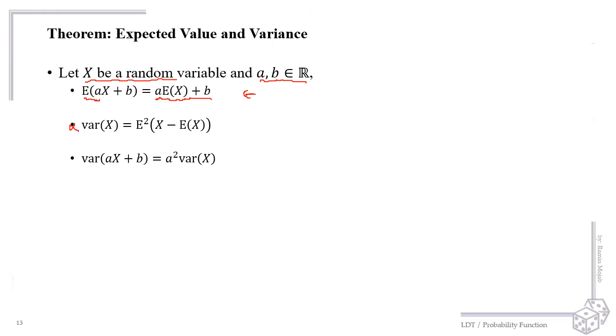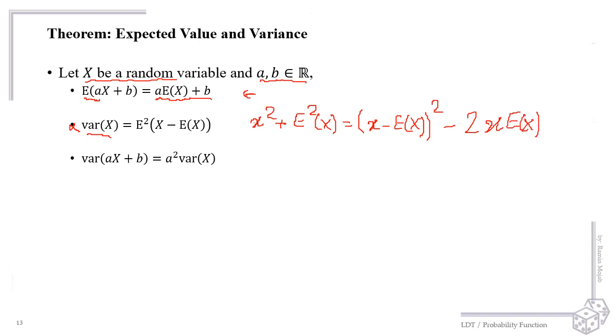Here we have another formula for the variance of X, and in order to prove this, note that X squared plus E squared of X is equal to X minus E of X squared minus 2 times X E of X. You can use this equality and prove that this formula is valid.